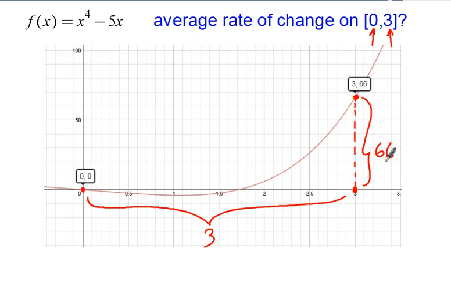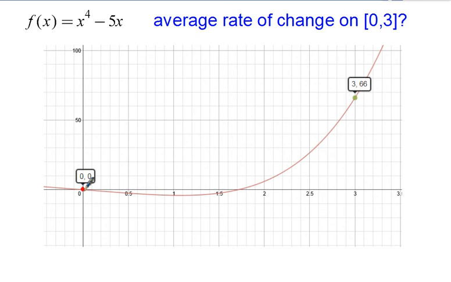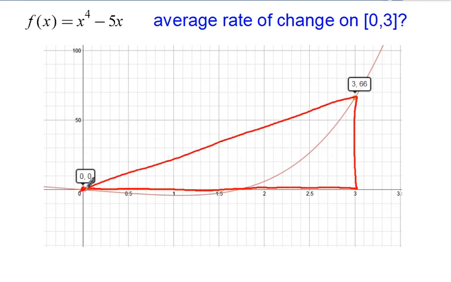Okay. In other words, let me just make a picture for this. If we look at what's going on with this triangle right here, we see that the vertical change, delta y, is 66, and the horizontal change, delta x, is 3. Okay? And of course, if we look at the ratio here, we get 22.